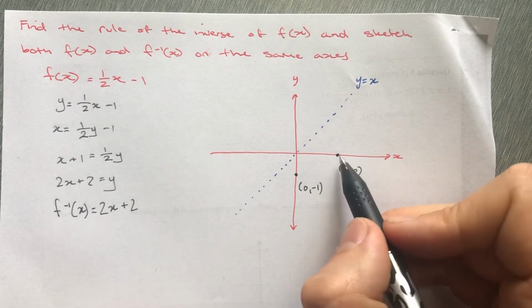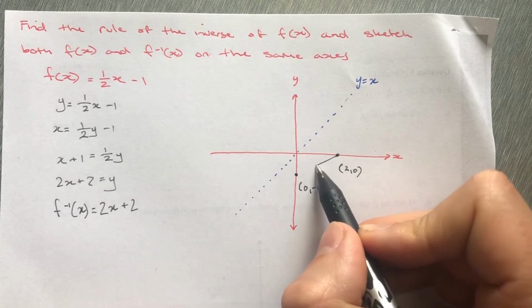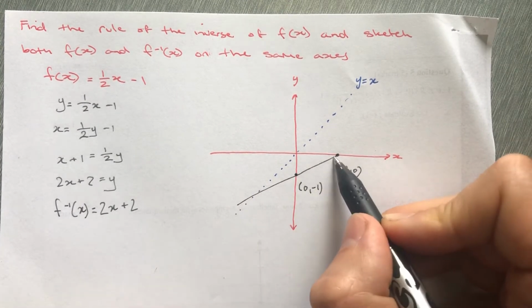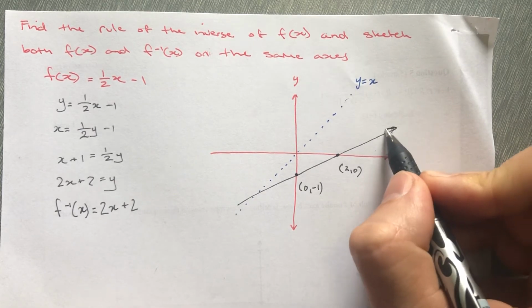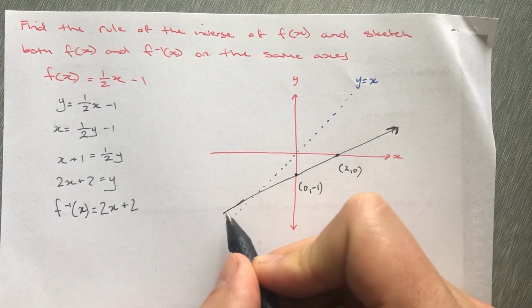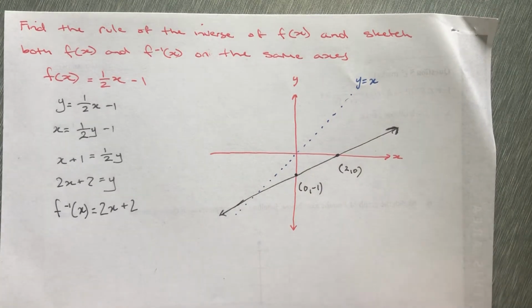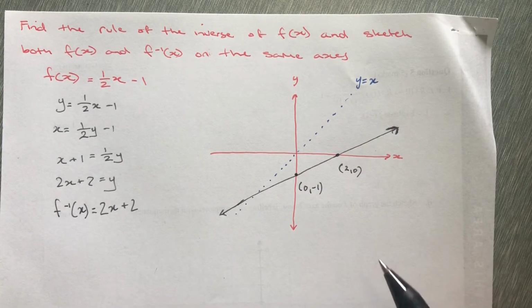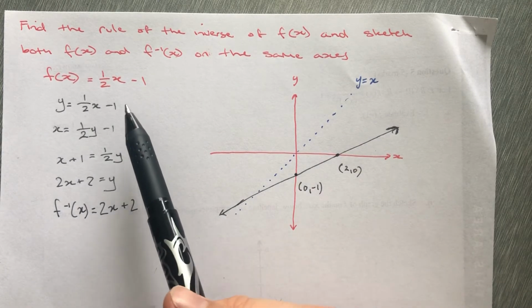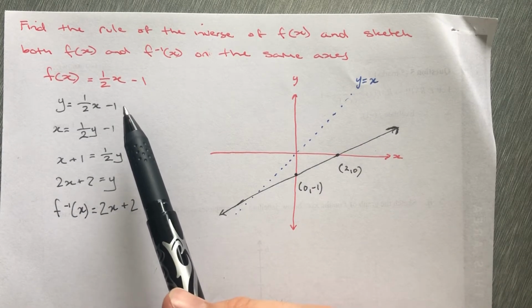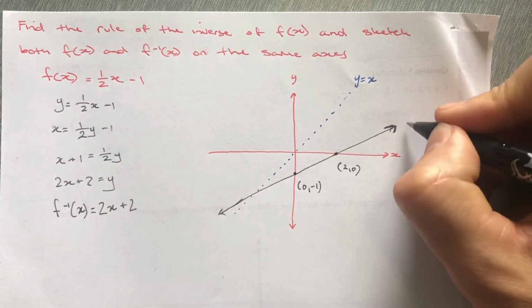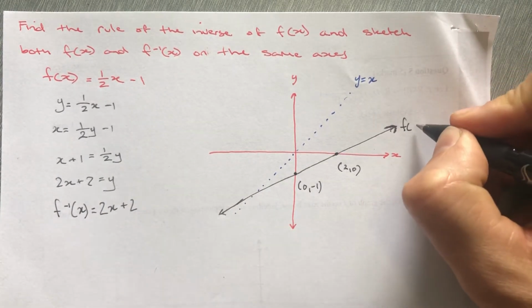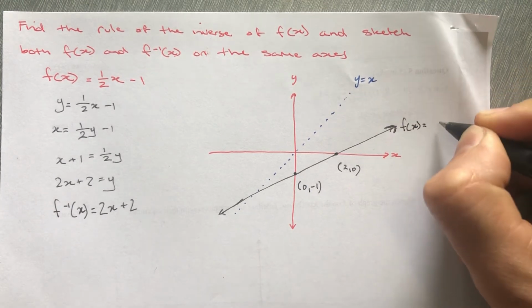Alright, so this is a straight line, so it should go something like that. And it keeps on going that way, and it keeps on going that way as well. Alright, so we've sketched our original equation. Because we're drawing them both on the same axis, it's probably better if I specify which one's which so we don't get confused. So I'll show that this one is f of x.